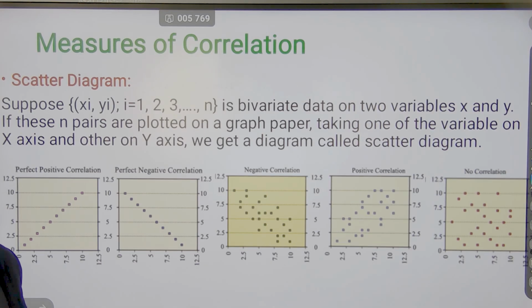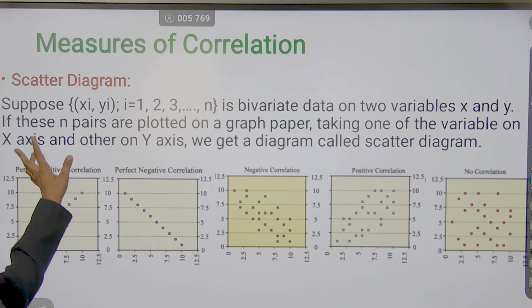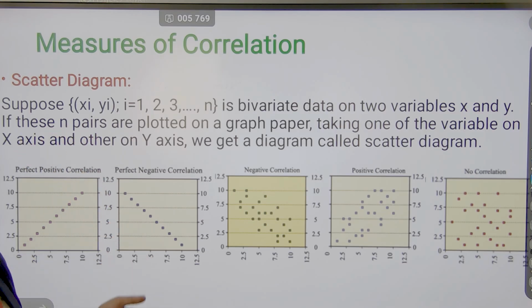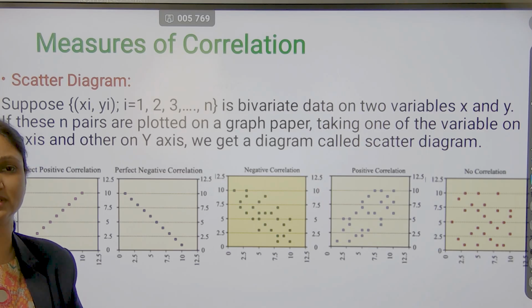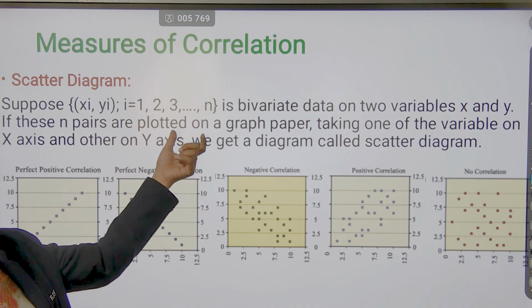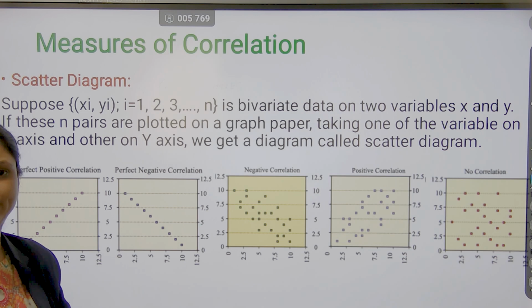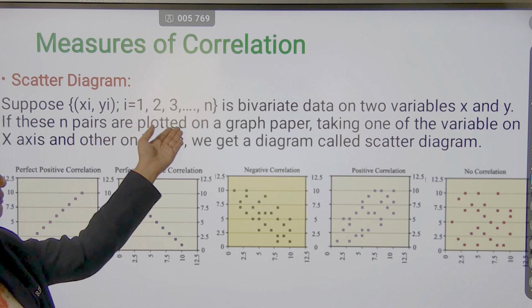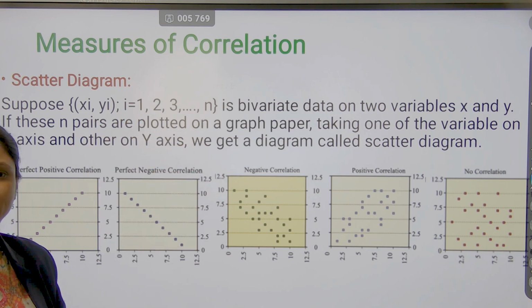So there are some measures of correlation. First one is the scatter diagram. The bivariate data we use for correlation is shown through the scatter diagram. A scatter diagram needs two values, xi and yi, that means two variables, and the value of i varies from 1 to n. That means we have n number of ordered pairs (xi, yi). So this is the bivariate data on two variables, x and y.